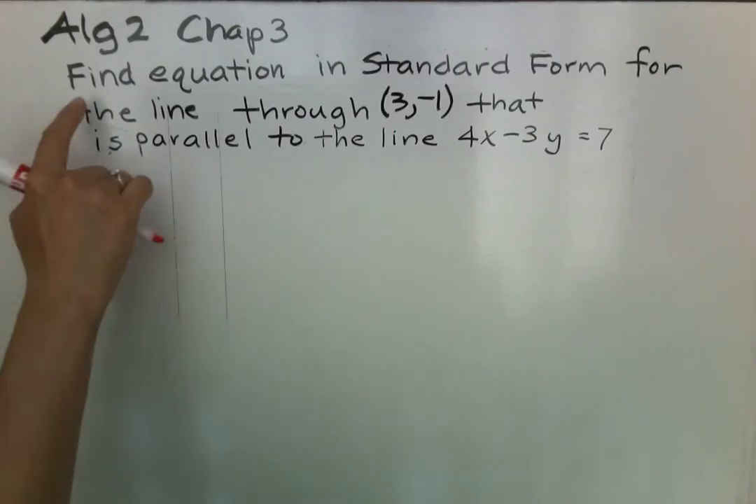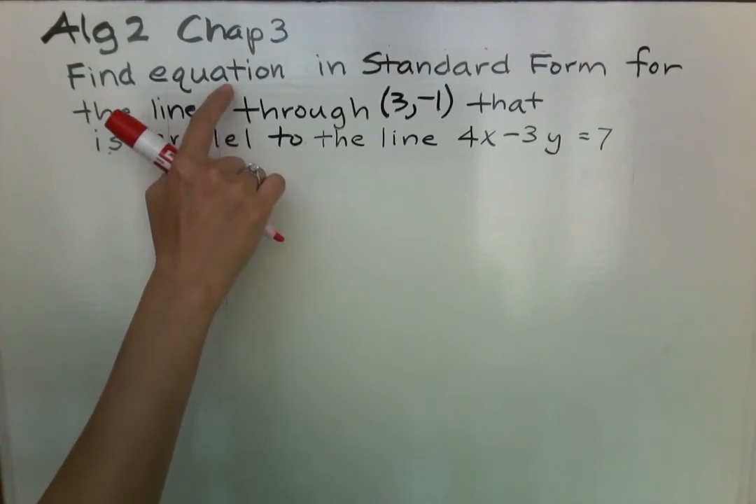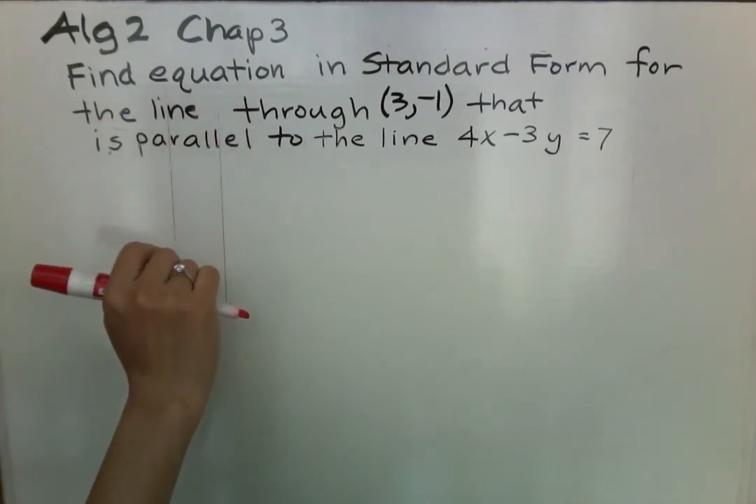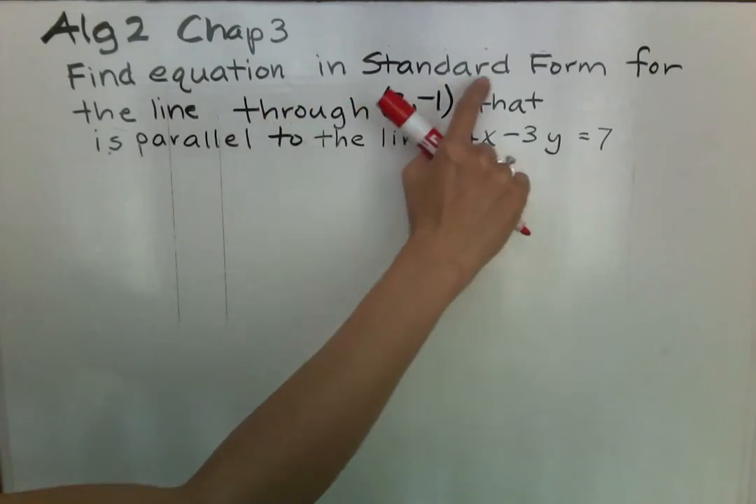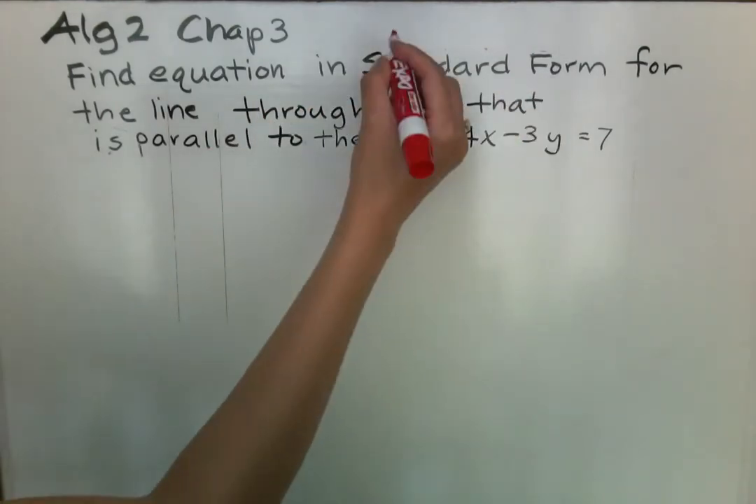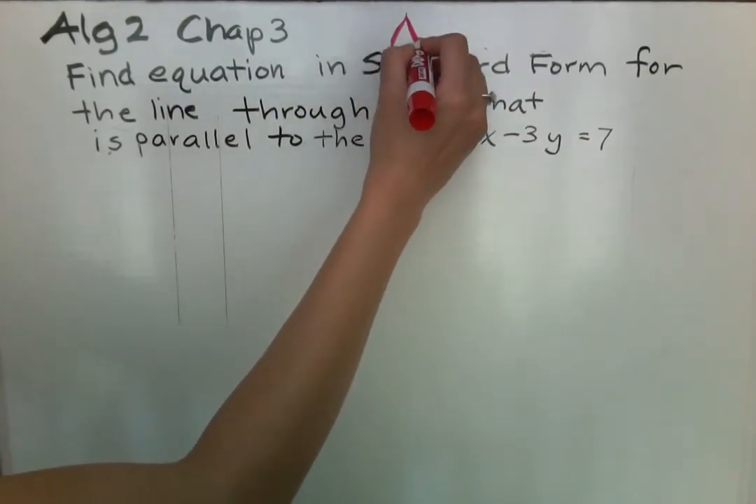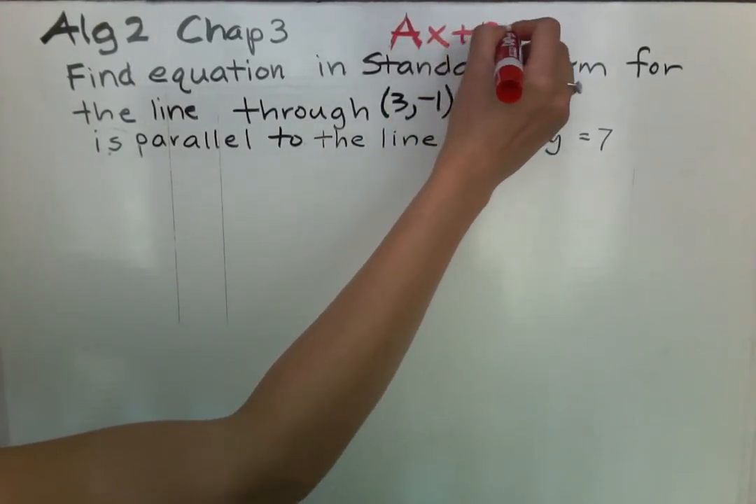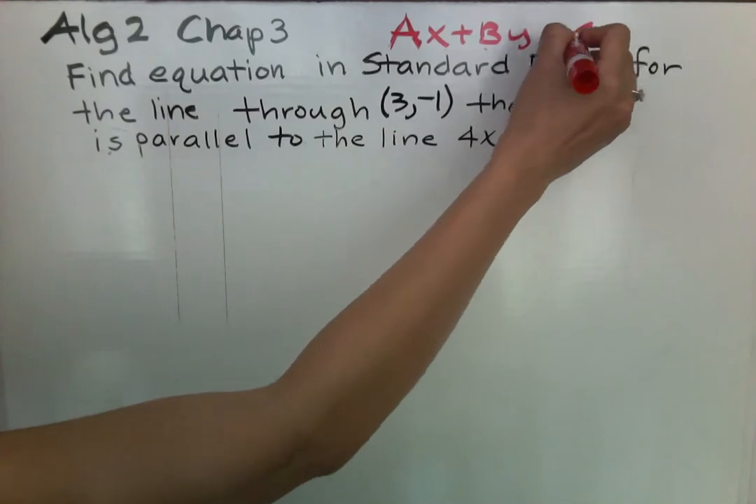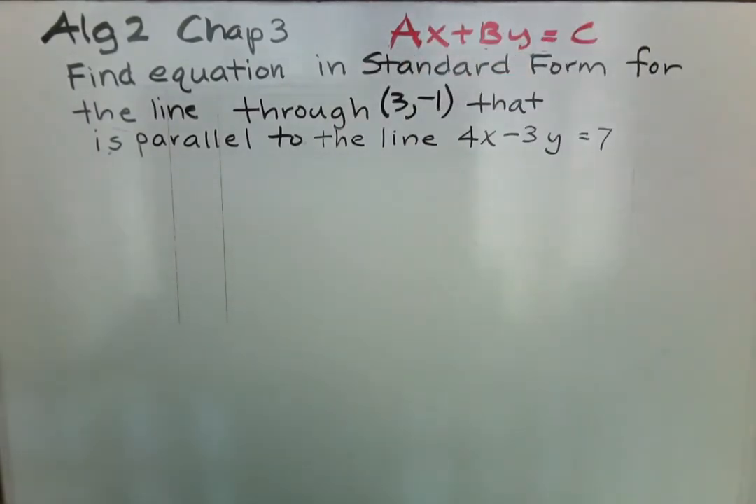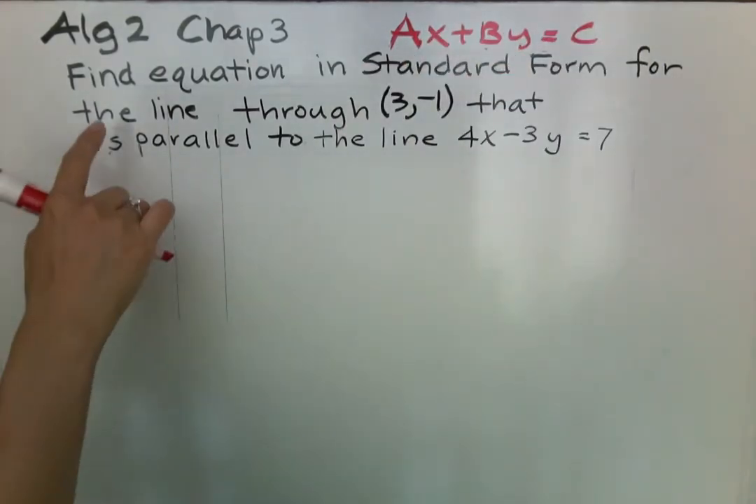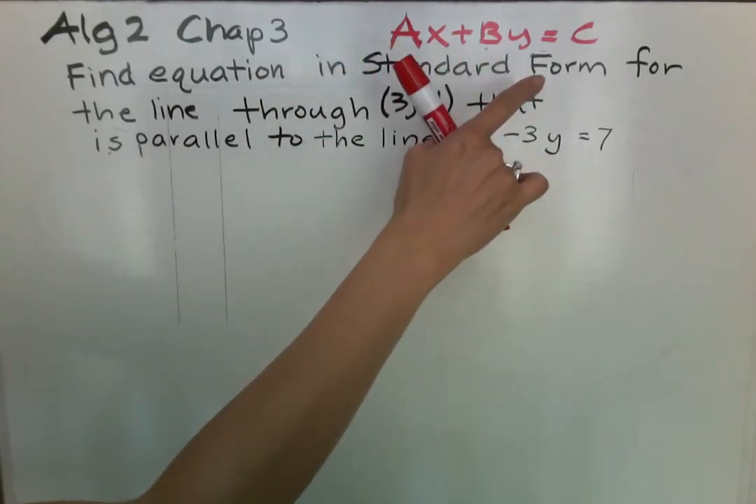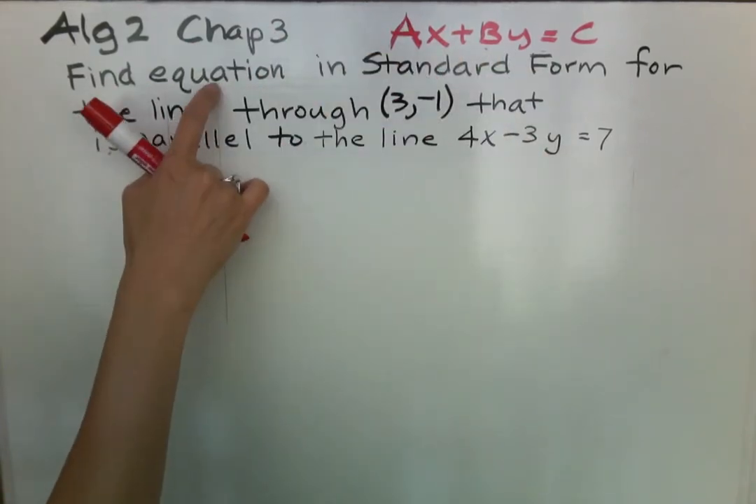We're going to find an equation. We know what equations are. It has an x and a y, some sort of an equation. But they want it in standard form. And if you remember, standard form looks like this: ax plus by equals c, where a, b, and c are actual numbers. Okay? So we're going to find an equation in this form for a line, because lines and equations, right?